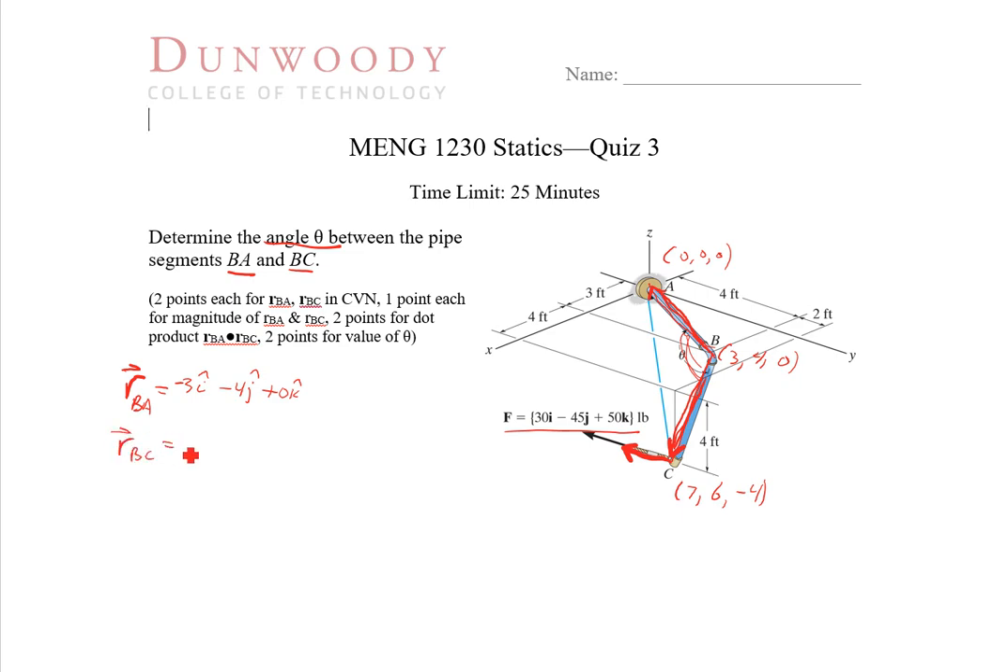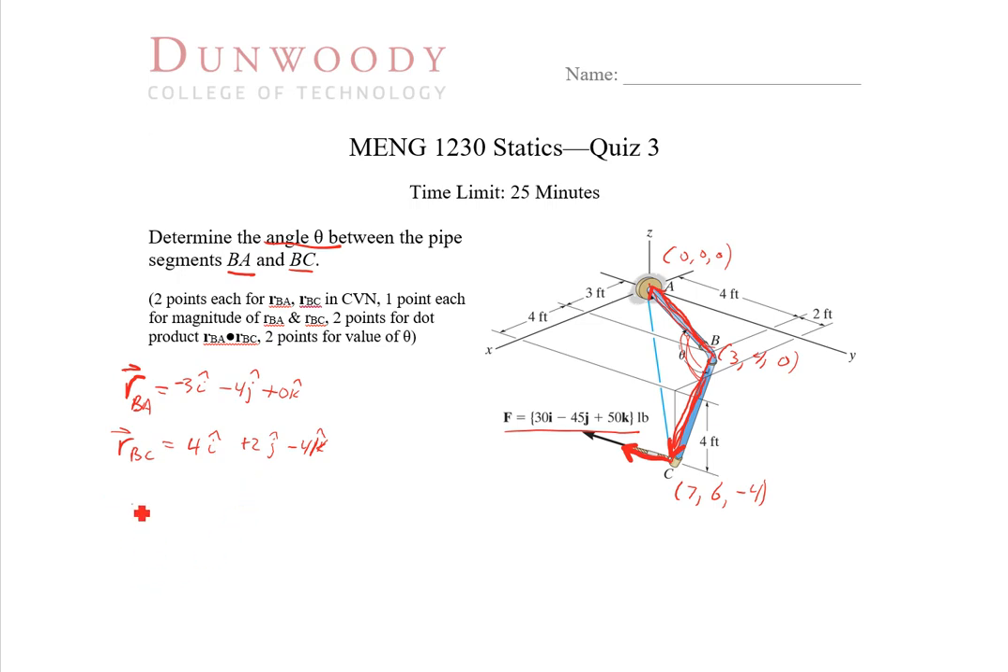RBC. So now we take our C position minus our B position. So we get 4i plus 2j minus 4k.